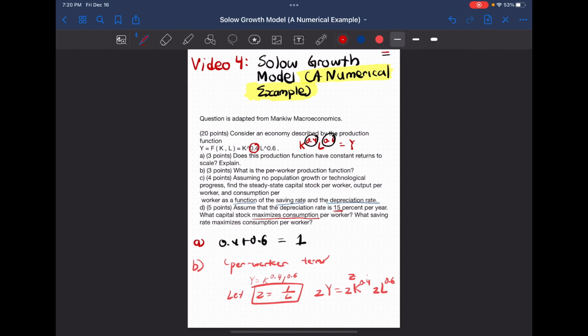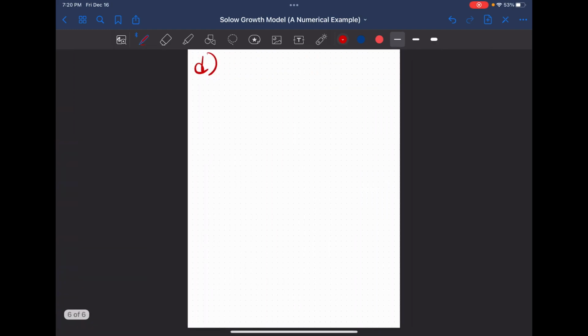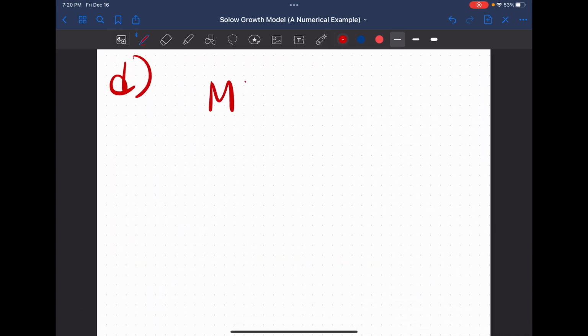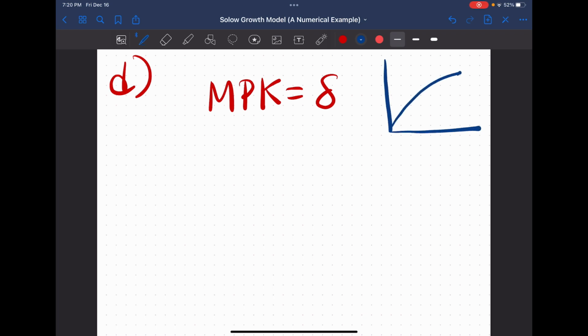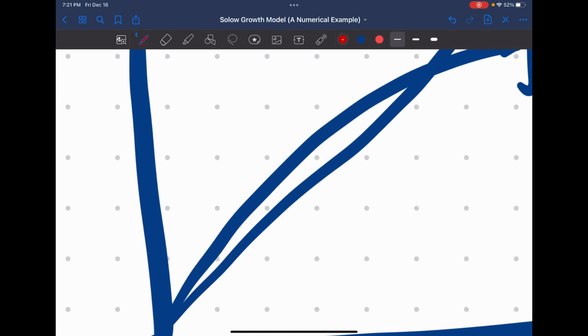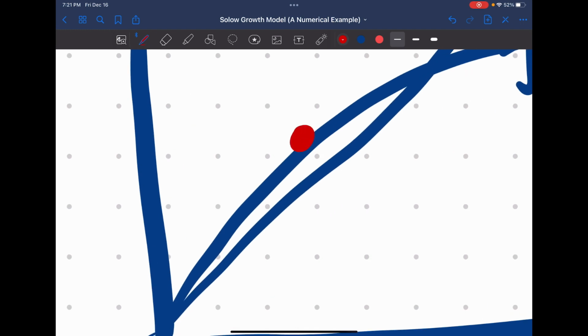So we directly go to the condition of the golden rule, which is MPK equals depreciation. MPK is the marginal product of capital equals the depreciation rate. If you forgot, just a little refresher. So this is our output function, and this is our depreciation. Sorry, it should be a straight line. Let's say depreciation. My drawing is not that good, but this must be parallel to this so we can maximize the consumption.